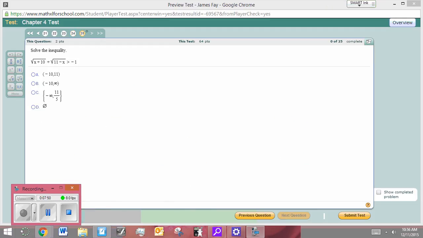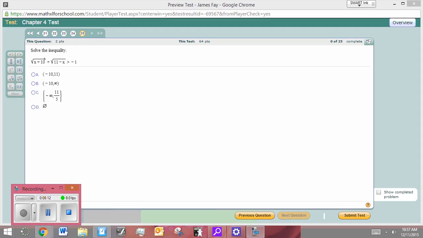To answer this question, you could have graphed it and seen when the left-hand side is above the line y equals negative 1. And I believe if you were to graph it, you're going to find it's option A, it's between negative 10 and 11. But if I'm going to do it by hand, I need to isolate one radical on one side.